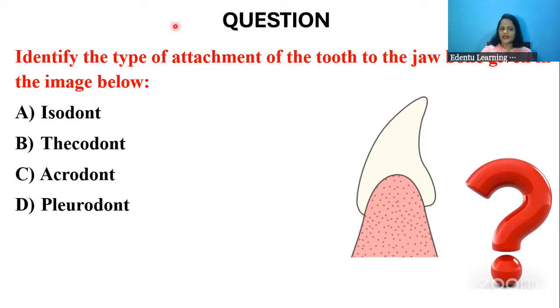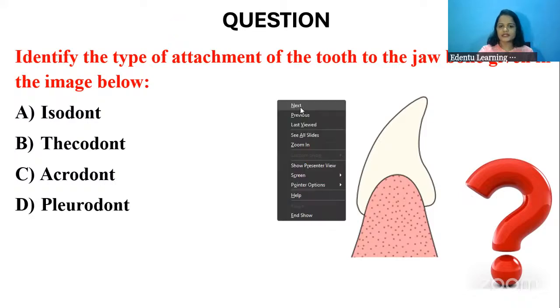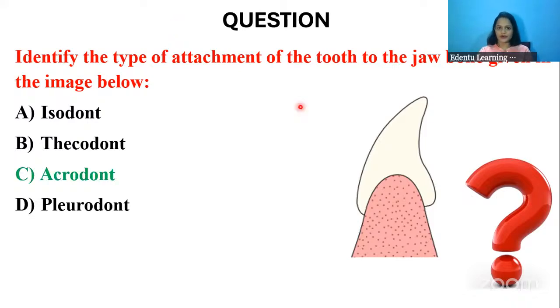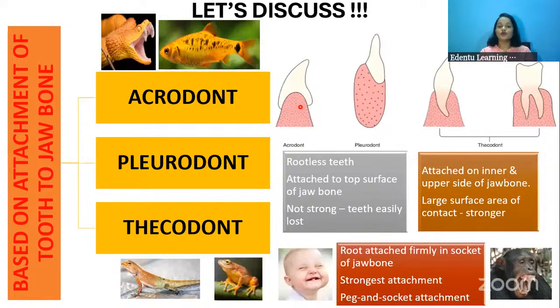Okay, yes, you are right. It is option C, acrodont only. Acrodont is mainly called the rootless teeth. Based on how the tooth is arranged in the jawbone, the teeth can be classified into three types. One is acrodont, the second is pleurodont, and the third is thecodont. Acrodont means basically no roots are there, just like this here. It's like the tooth is sitting on top of the jawbone, just like that.